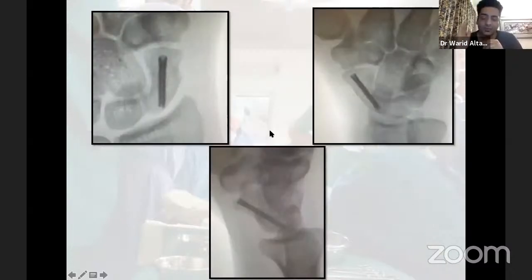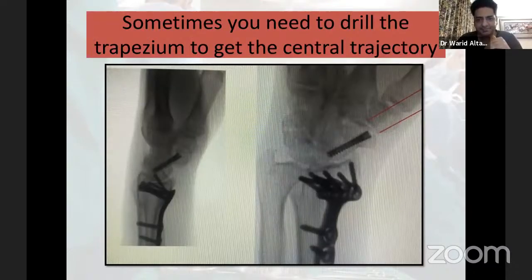Intraoperatively, taking views is also very important. Usually four views are good enough. You take a PA view, a lateral view, a supination oblique, and a pronation oblique view. In all four views, your screw should be in the center. Your guide wire should be in the center.